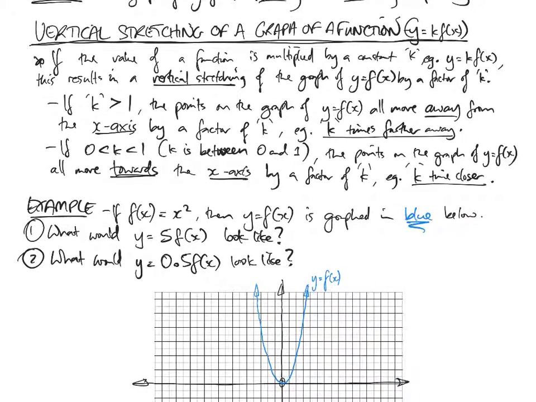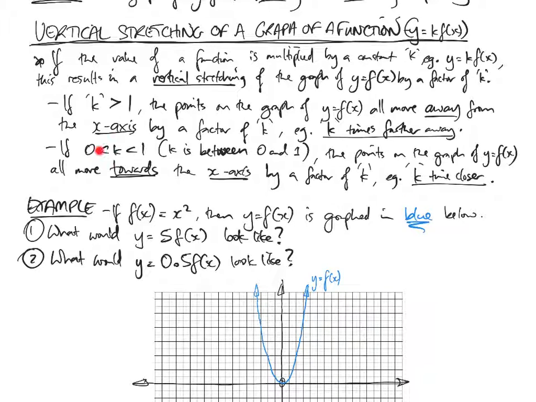So let's have a look at vertical stretching of a graph. If the value of a function is multiplied by a constant k, so as I said before, it's k times f of x, this results in a vertical stretching of the graph of y is equal to f of x by a factor of k. So if k is greater than 1, the points on the graph of y is equal to f of x all move away from the x-axis. That's why it's a vertical stretching. It moves up and down because it's moving away from the x-axis, which is horizontal, and they move away by a factor of k. So if k is greater than 1, the points on the original graph are all going to move k times further away.